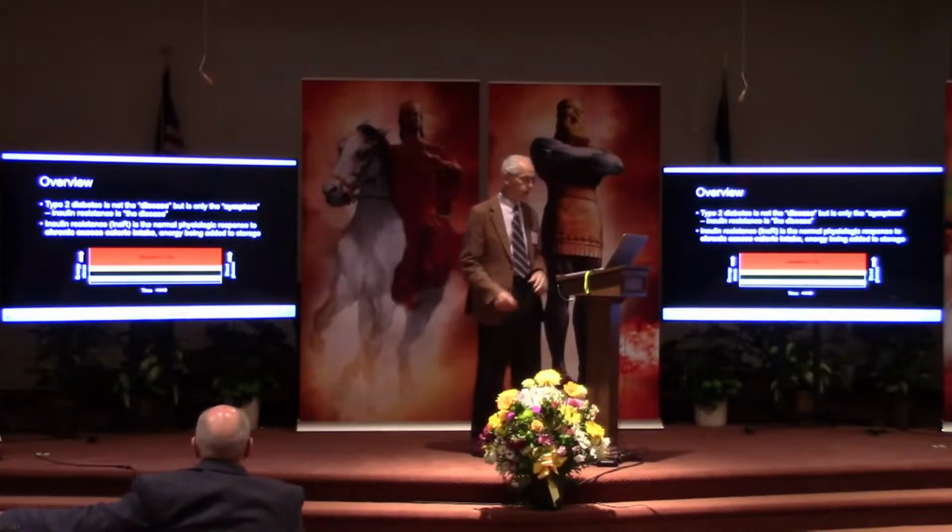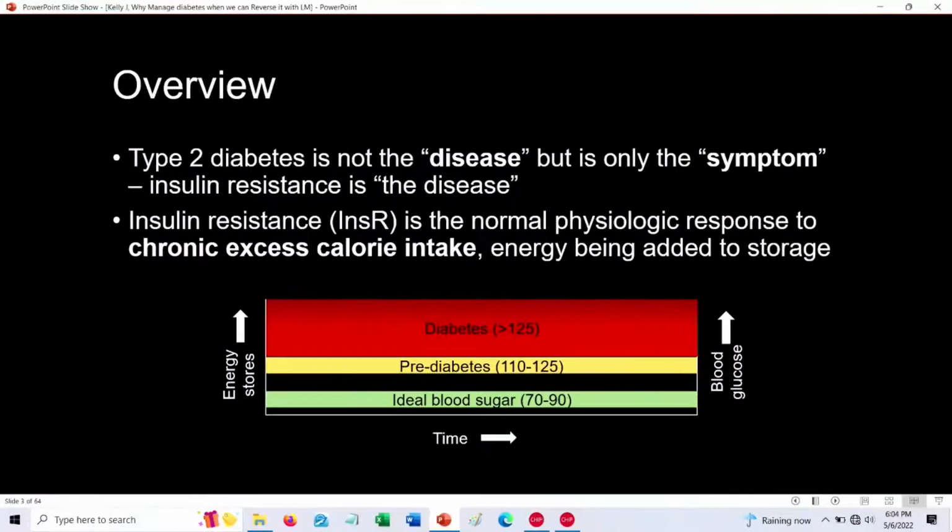The y-axis is blood glucose, and over there I've got the color showing the ideal blood sugar. The ideal amount of glucose in the bloodstream at any given time is somewhere between 70 and 90. This would be a fasting value. All of these numbers here are fasting.